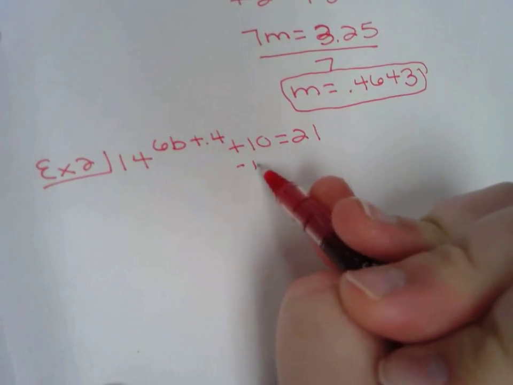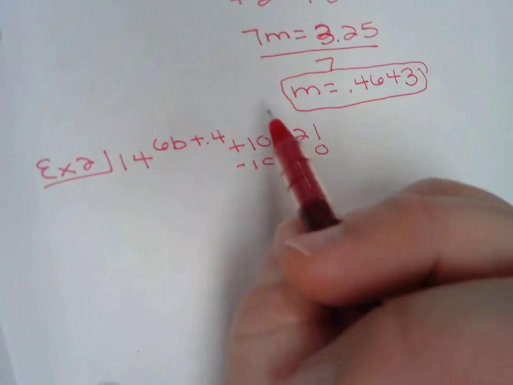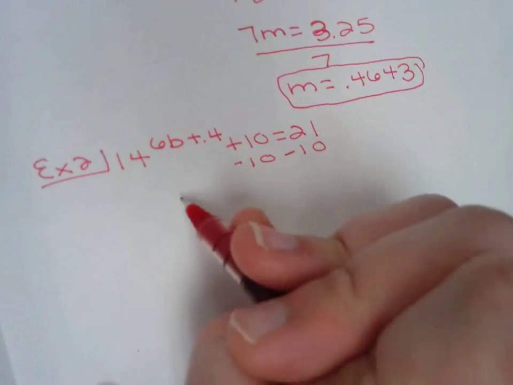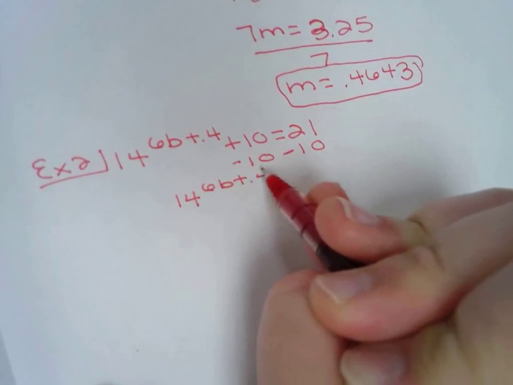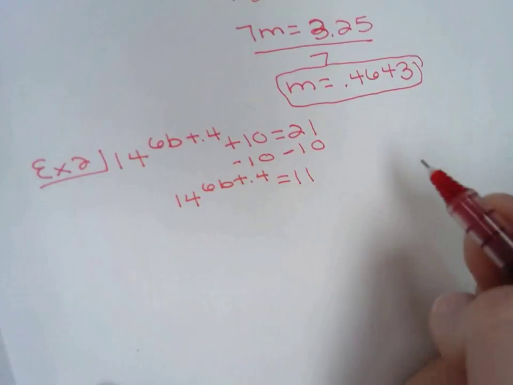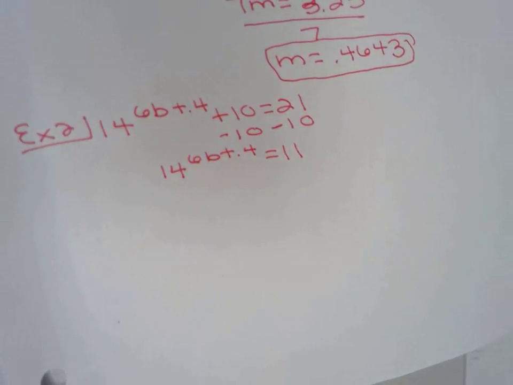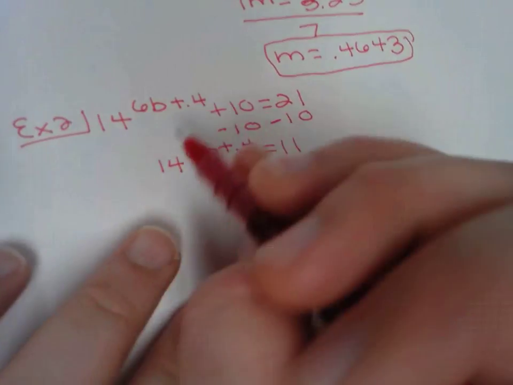So what we're going to do first, before we do the ln, is subtract the 10. Get rid of things that are outside the base and the exponent part. So 14 to the 6b plus 0.4 power equals 11. Once you get the base and the exponent alone, with nothing on the outside, then we can do what to both sides? ln of both sides.